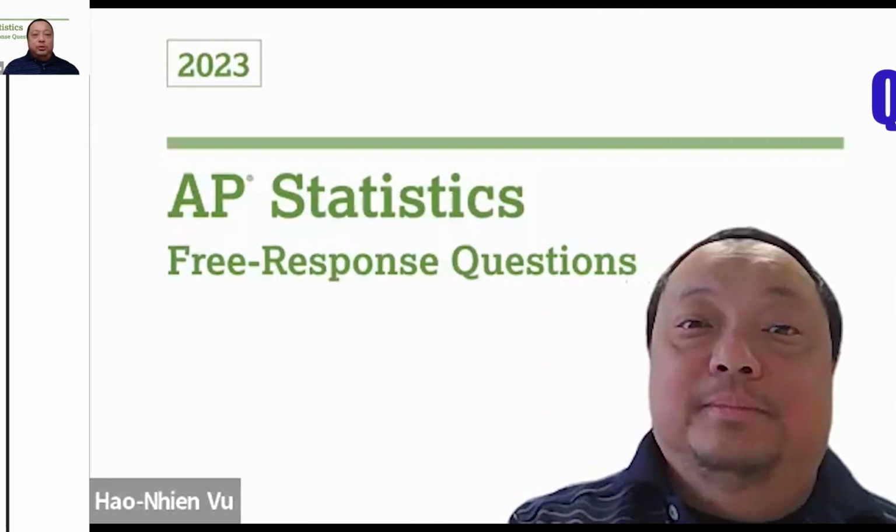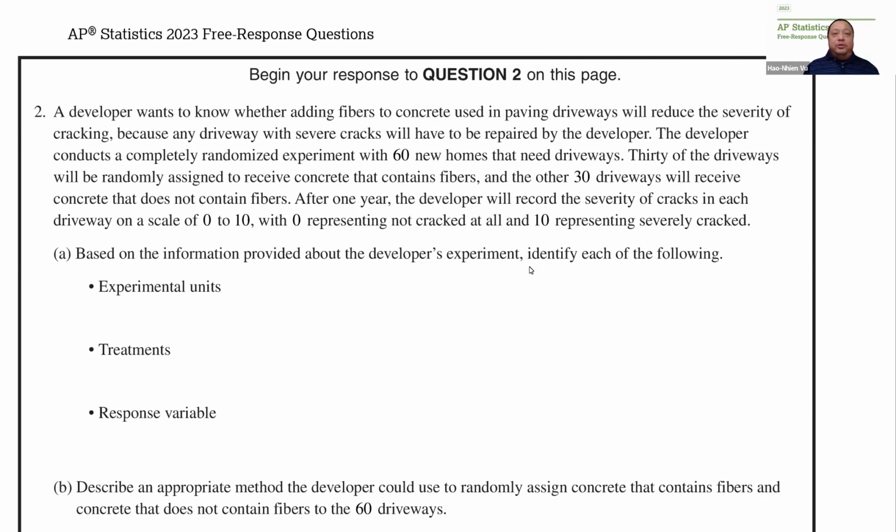Question 2. A developer wants to know whether adding fibers to concrete used in paving driveways will reduce the severity of cracking, because any driveway with severe cracks will have to be repaired by the developer. The developer conducts a completely randomized experiment with 60 new homes that need driveways. 30 of the driveways will be randomly assigned to receive concrete that contains fibers, and the other 30 driveways will receive concrete that does not contain fibers.